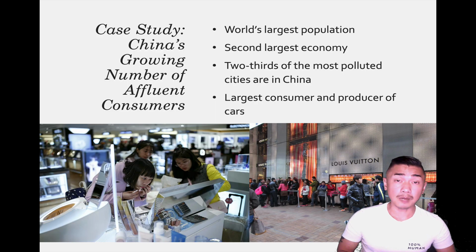China is a good example of how we can use the IPAT equation to look at impact on the environment. China has the world's largest population, it has the world's second largest economy, and it's the largest consumer and producer of cars. And as a result, it has a huge impact on the environment. 2/3 of the world's most polluted cities are in China.